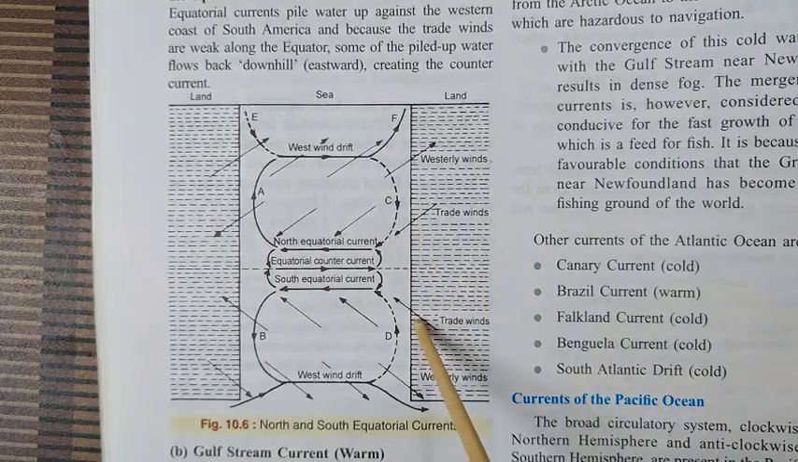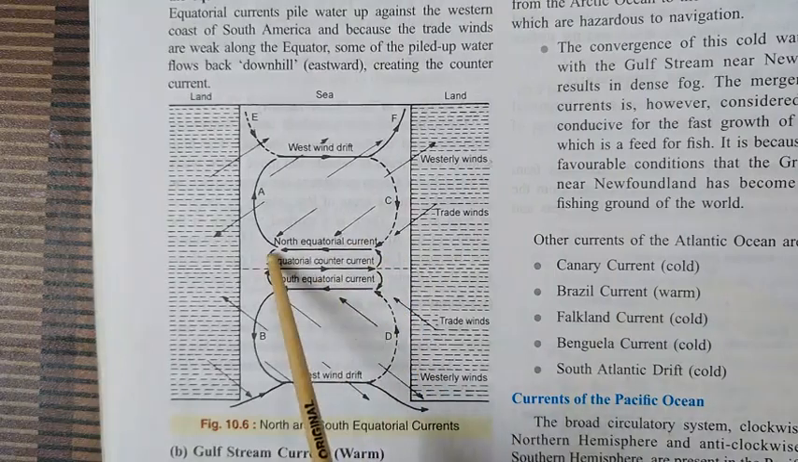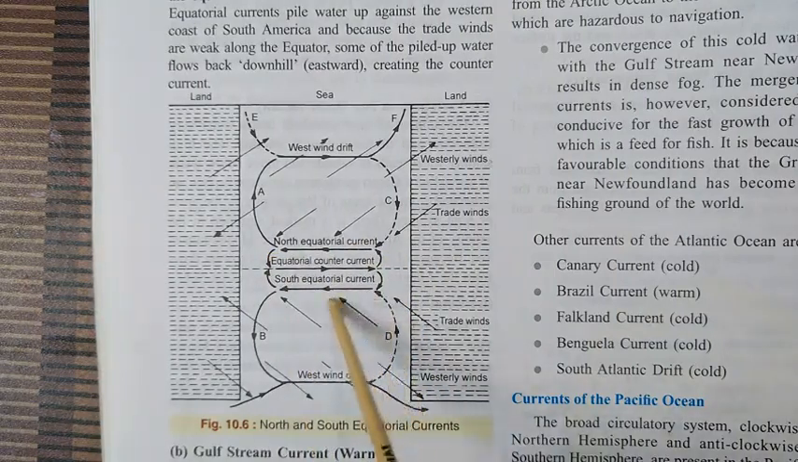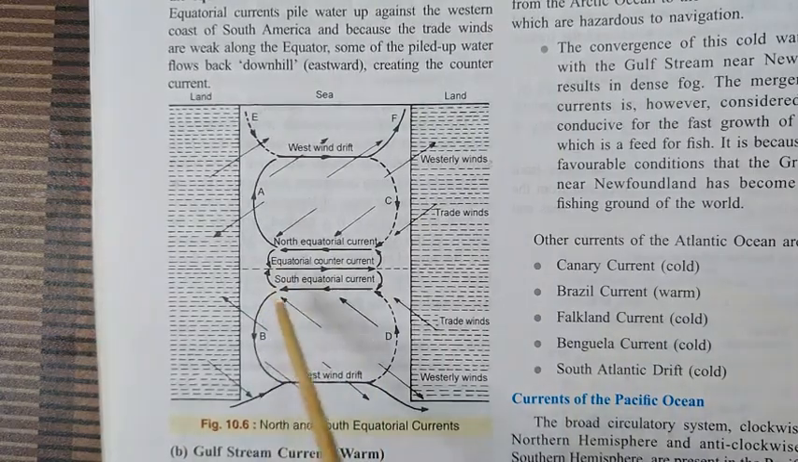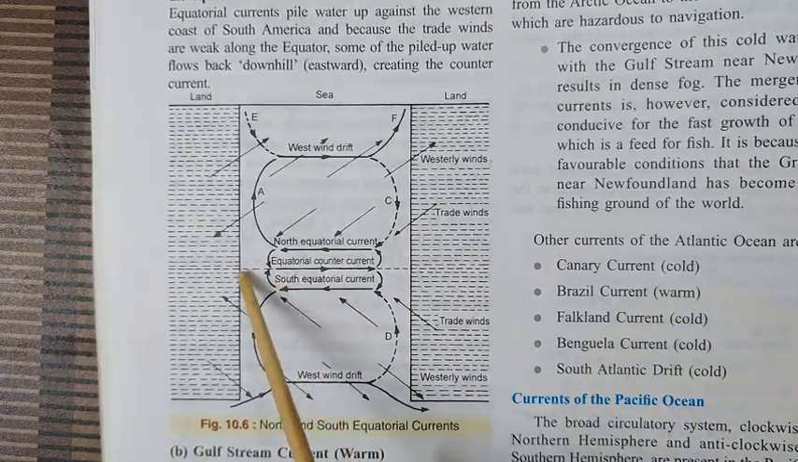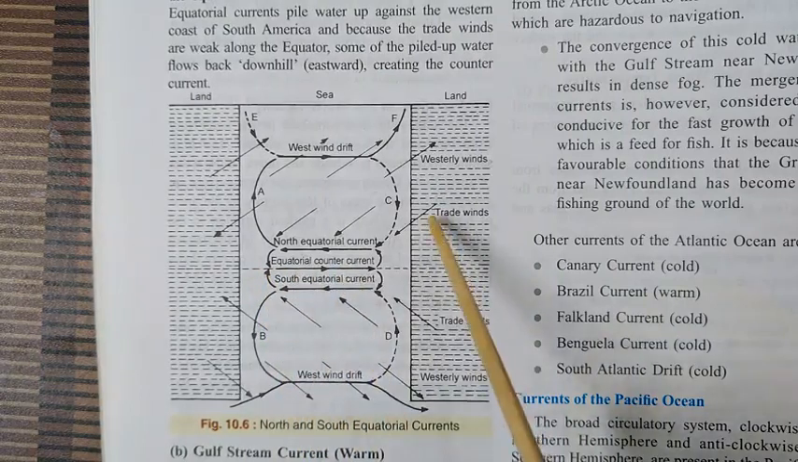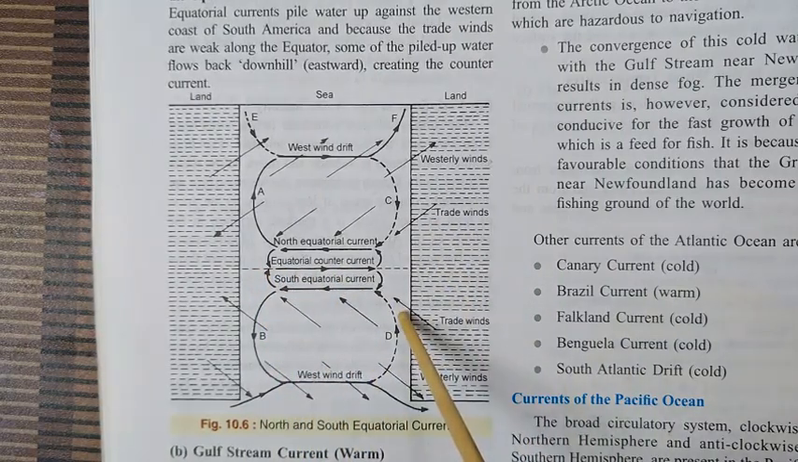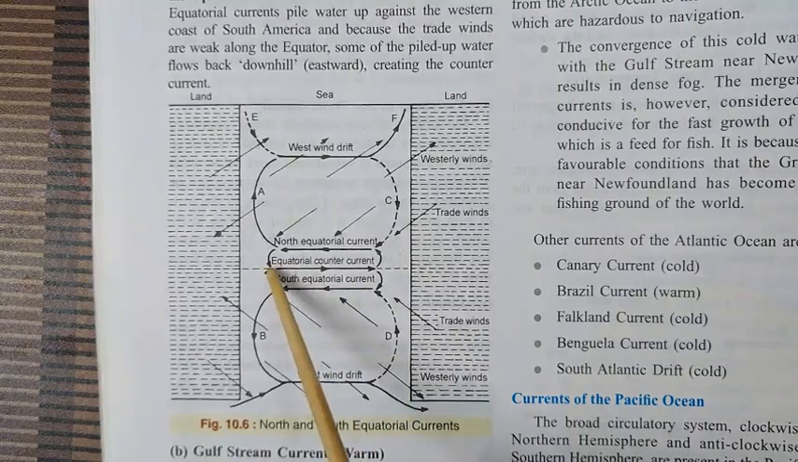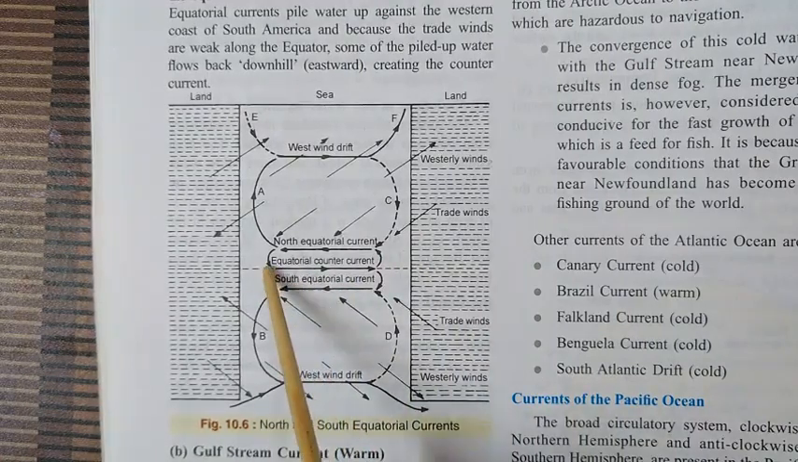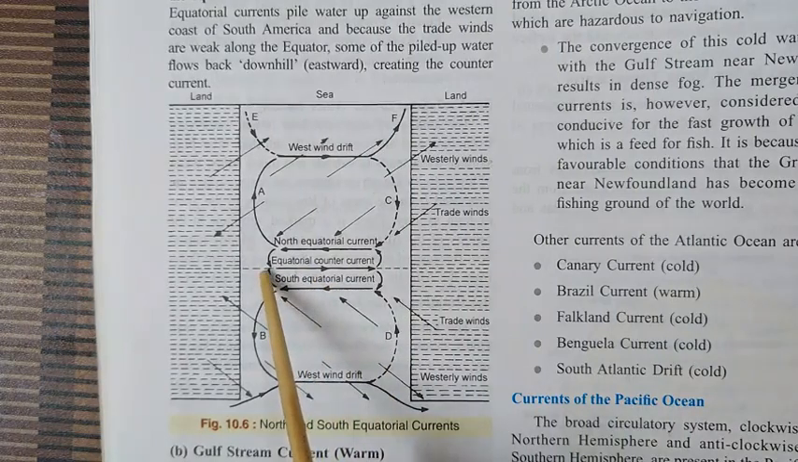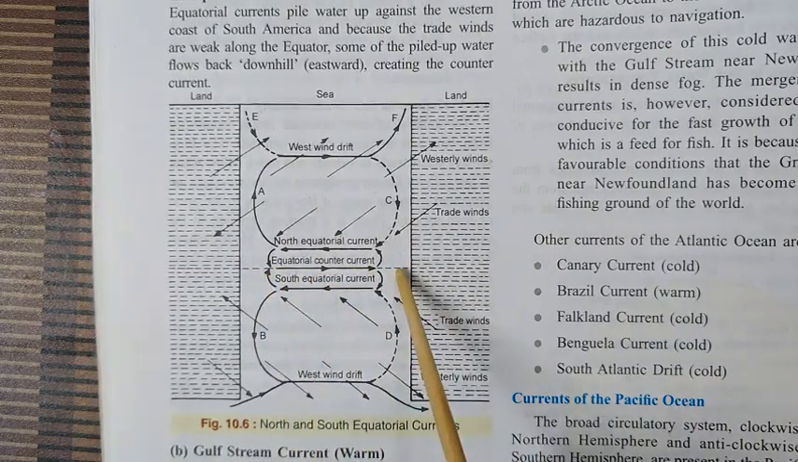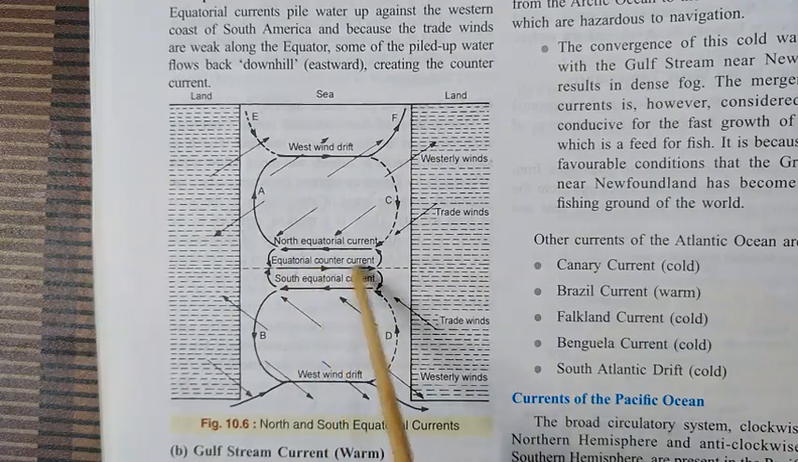You can see these trade winds. In the same way, these currents also are deflected in the same direction: right hand side in the northern hemisphere, left hand side in the southern hemisphere. So here, what happens on the equator is, first of all, these trade winds become weak. Second, the Coriolis effect is nil, and because of this these currents start moving in just the opposite direction, and they are known as the equatorial counter current.